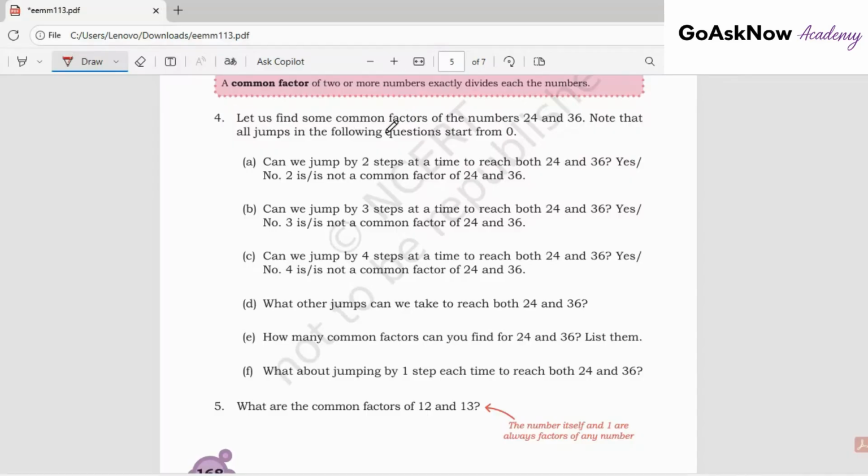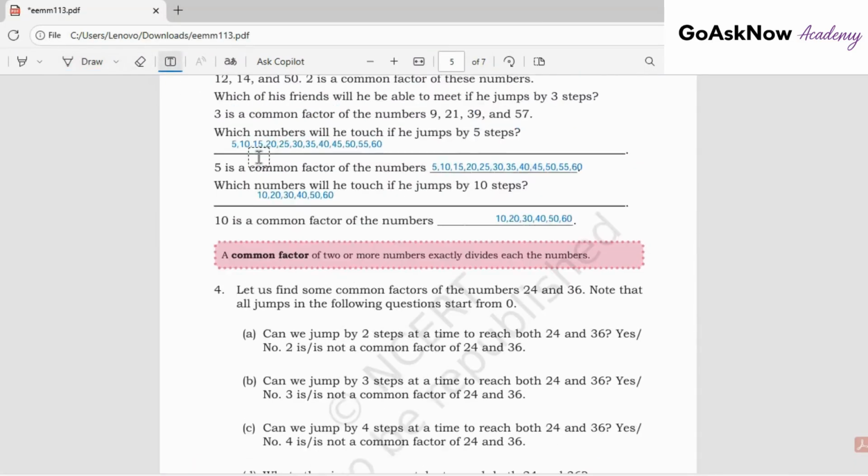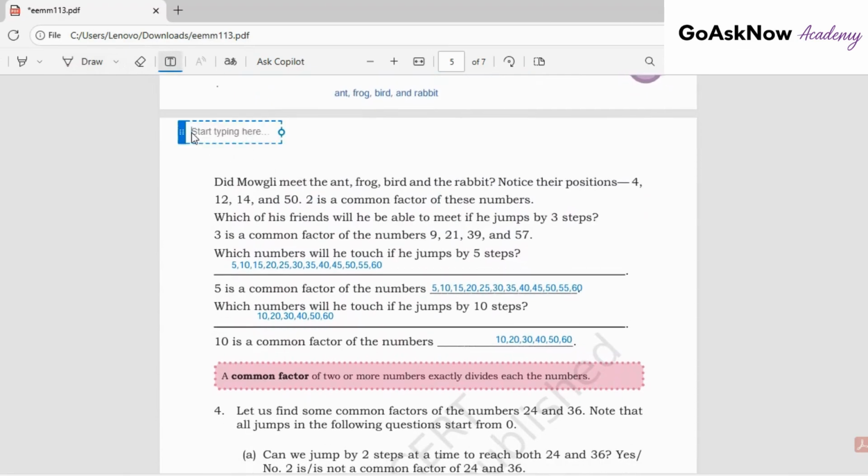Fourth question: let us find some common factors of the numbers 24 and 36. Note that all jumps in the following questions start from 0. Here, first the common factors. Let me answer here. Factors of 24 are 1, 2, 3, 4, 6, 8, 12, 24. Next, factors of 36 are 1, 2, 3, 4, 6, 9, 12, 18, 36.